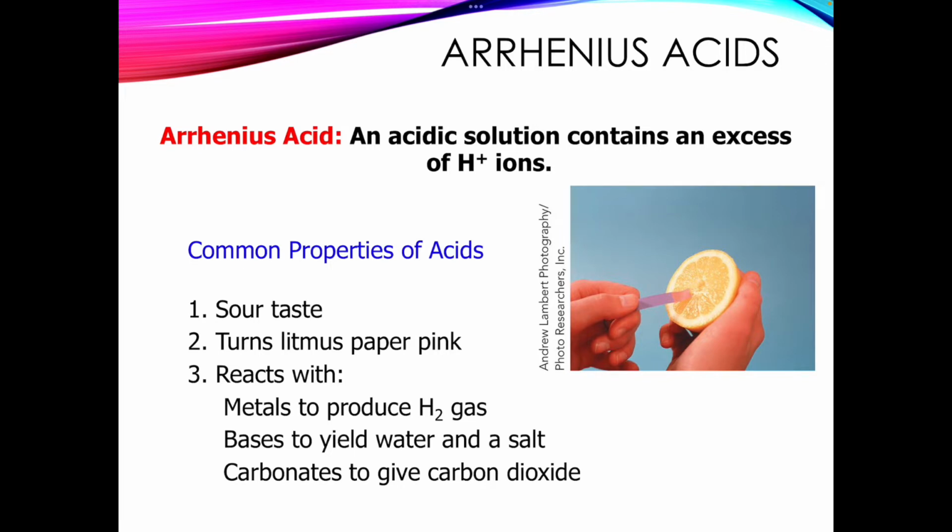So our first definition of an acid is the definition of an Arrhenius acid. An Arrhenius acid is an acidic solution that contains an excess of hydrogen ions.